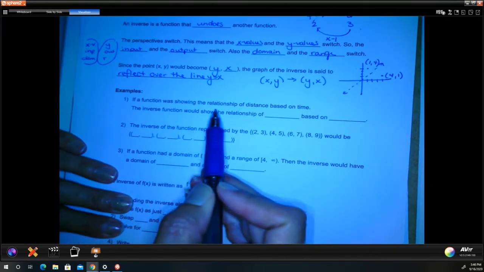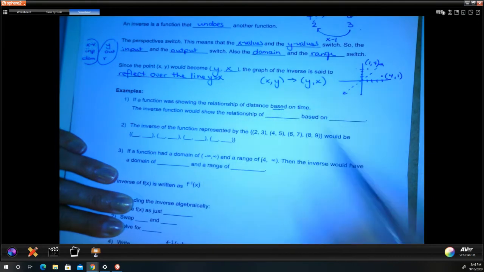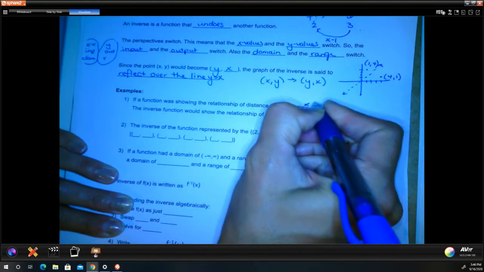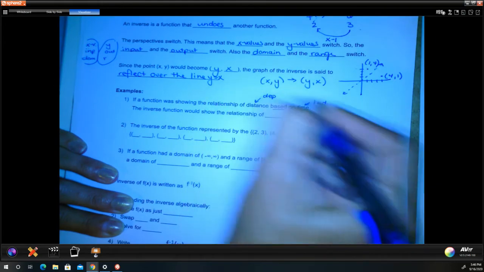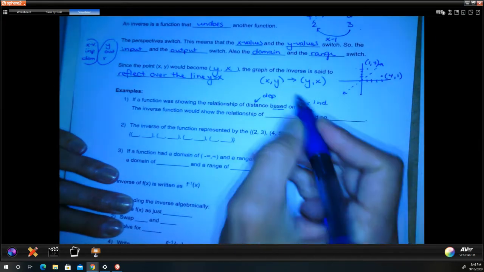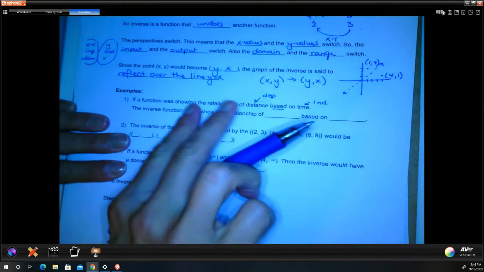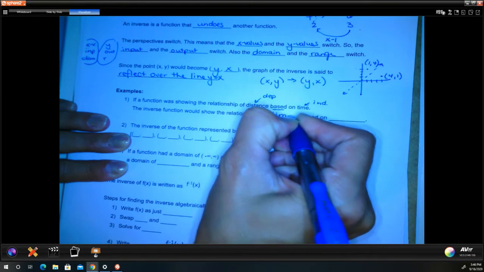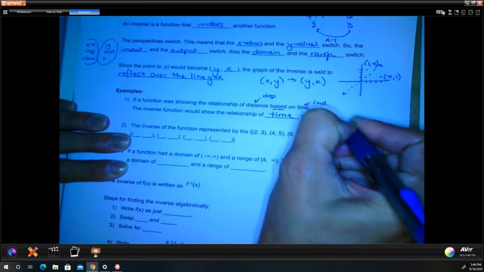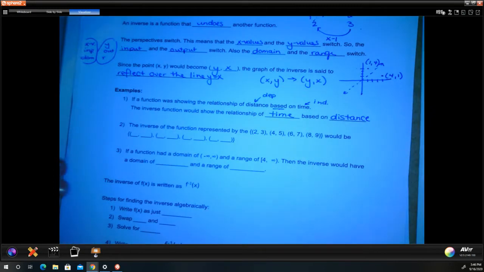If a function was showing the relationship of distance based on time, this would be my independent and this would be my dependent. Independent's the boss. You're independent when you pay all your bills, right? So the inverse function would switch that perspective, and now we are looking at time based on distance. Everything pretty much switches.